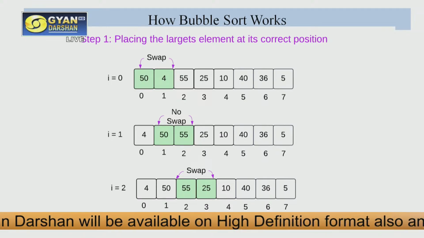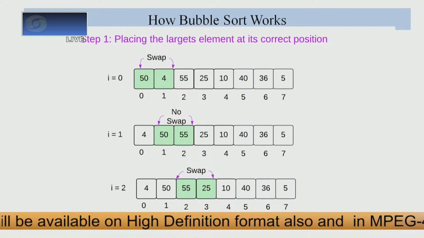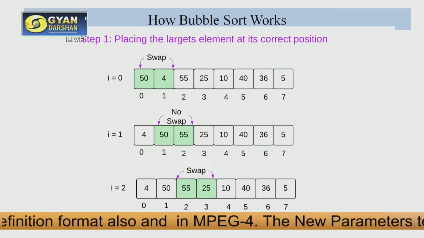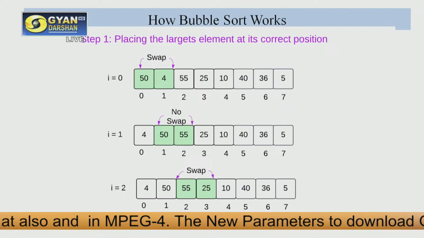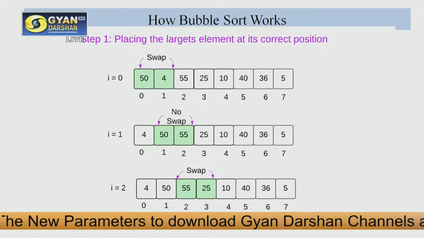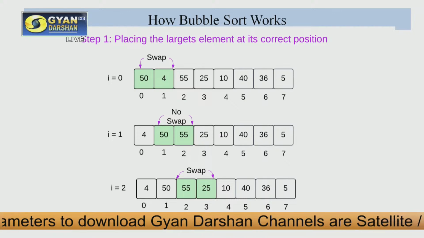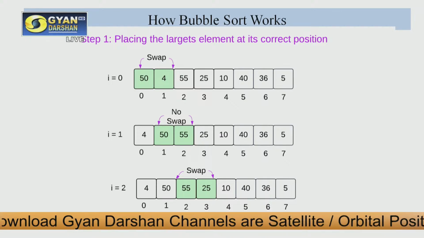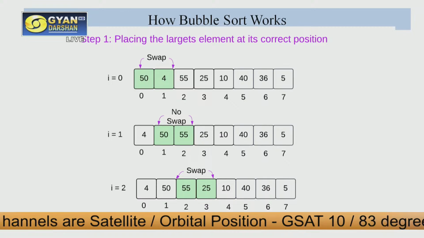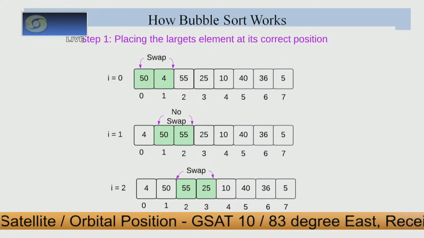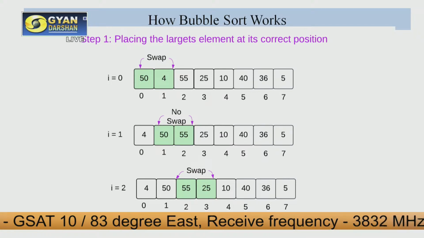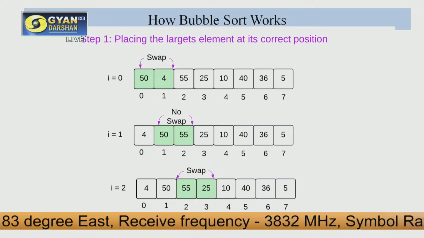So here in this example, pass 1, what will we do? We will compare the first element with the second element. Here we can see that the first element is 50 and the second is 4. So 50 is greater than 4, so it will be swapped. That is, 4 will be transferred to the first location and 50 will be transferred to the second location.